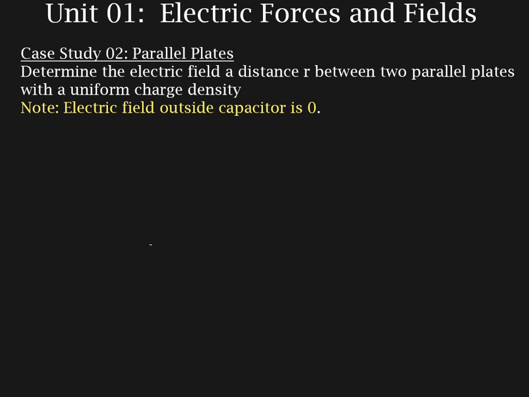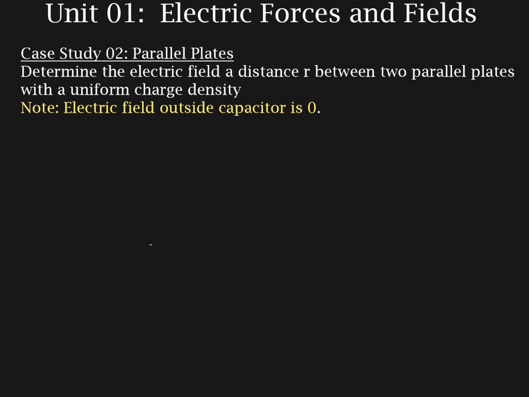Now, something that you may not remember or may not have picked up in your reading, but outside of an ideal capacitor, the electric field is going to be zero. So before we get started with the actual use of Gauss's law on this situation, I would like for you, in light of our last video, to take a guess at what you think the final answer is going to be whenever it comes to the electric field inside a parallel plate capacitor.